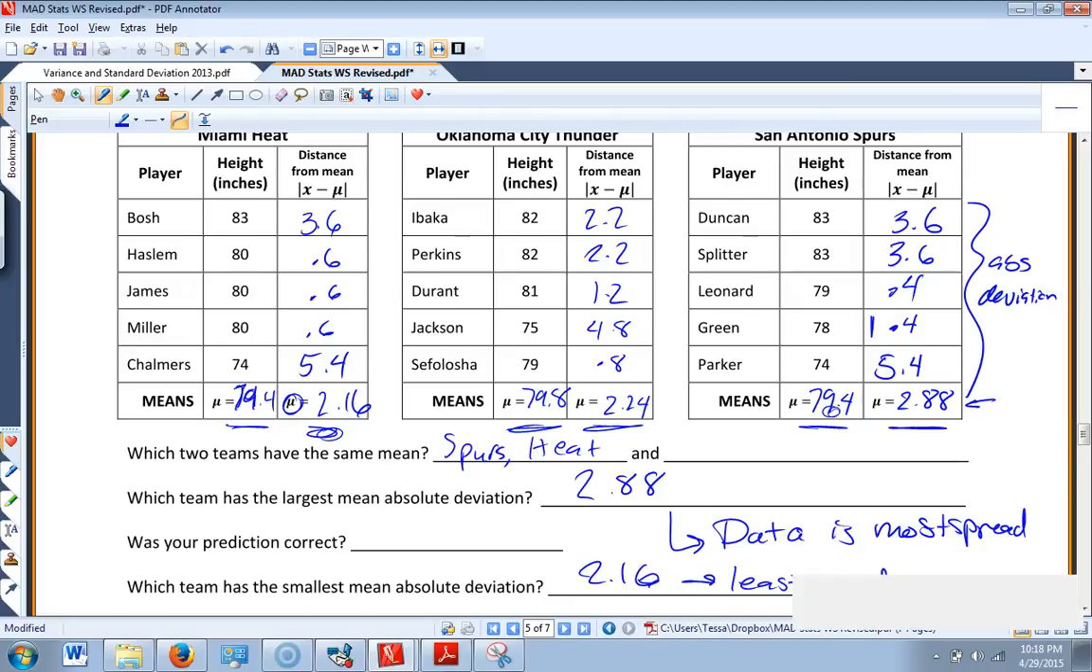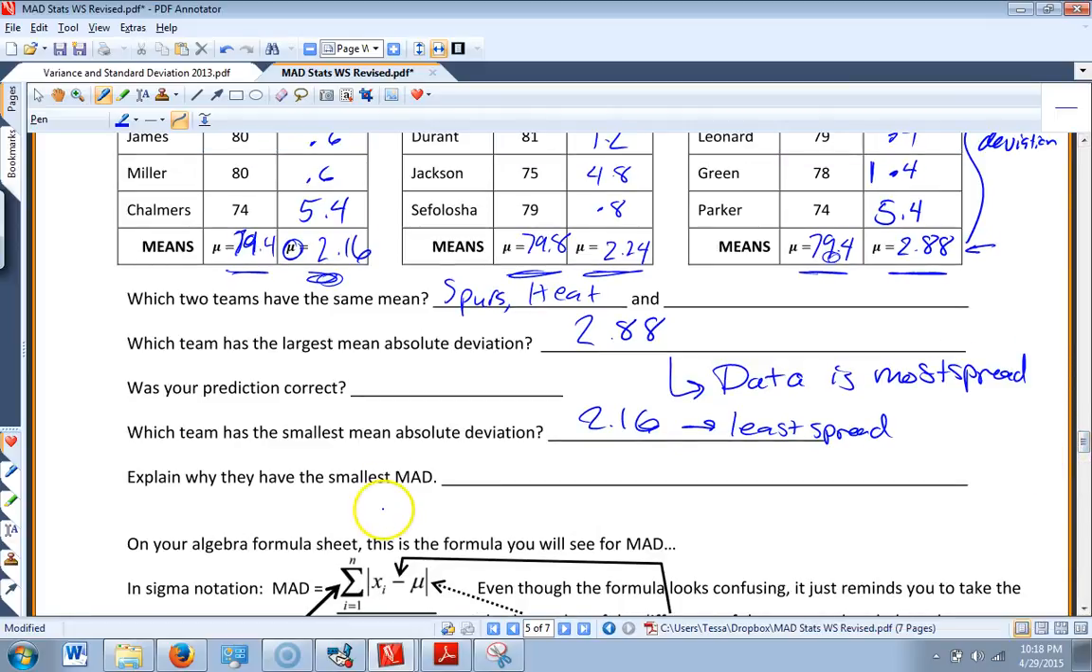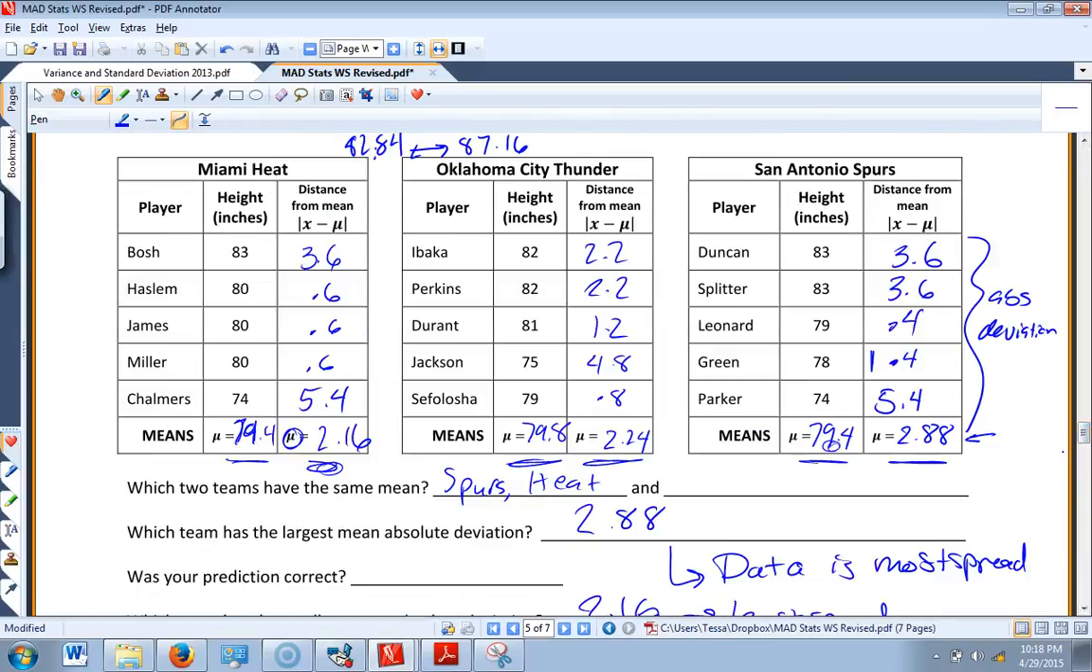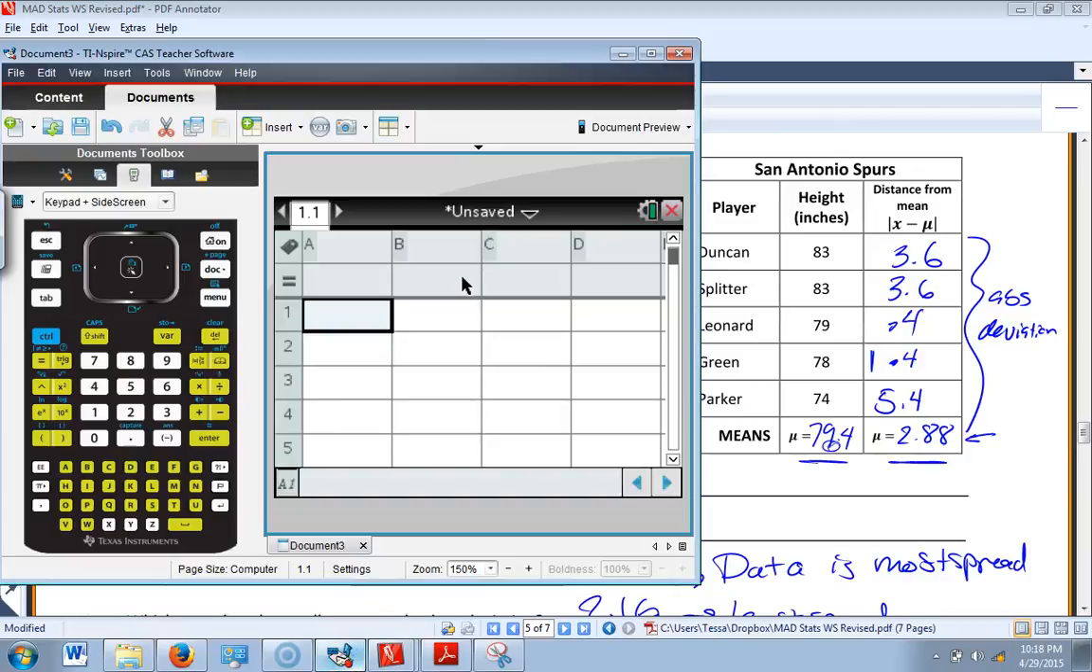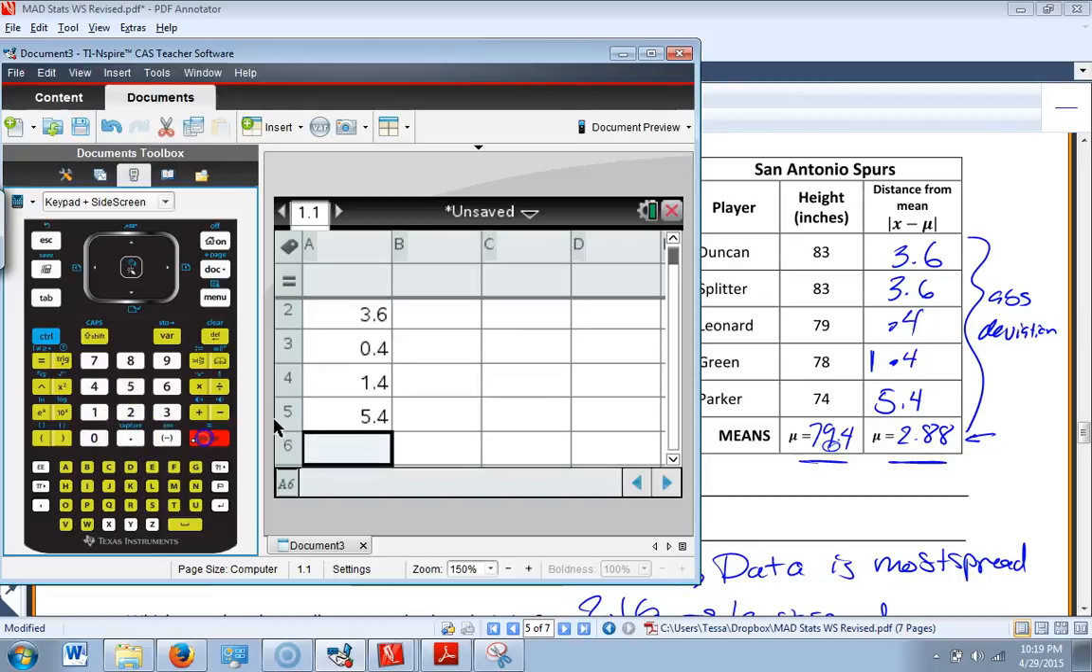Okay? So, no big deal. They have the smallest mean average deviation because it's the least spread out. Okay? Now, one thing you can do is in your calculator, if you wanted to make a new list, you could say, all right, here we go. 3.6, 3.6, that's 3.6. All right, 0.4, 1.4, and 5.4, right? So these are now my calculated absolute deviations.